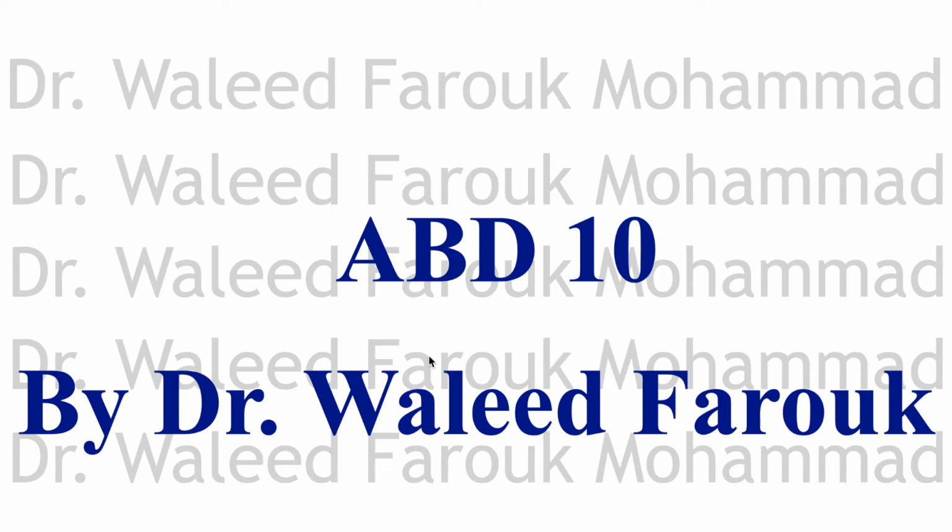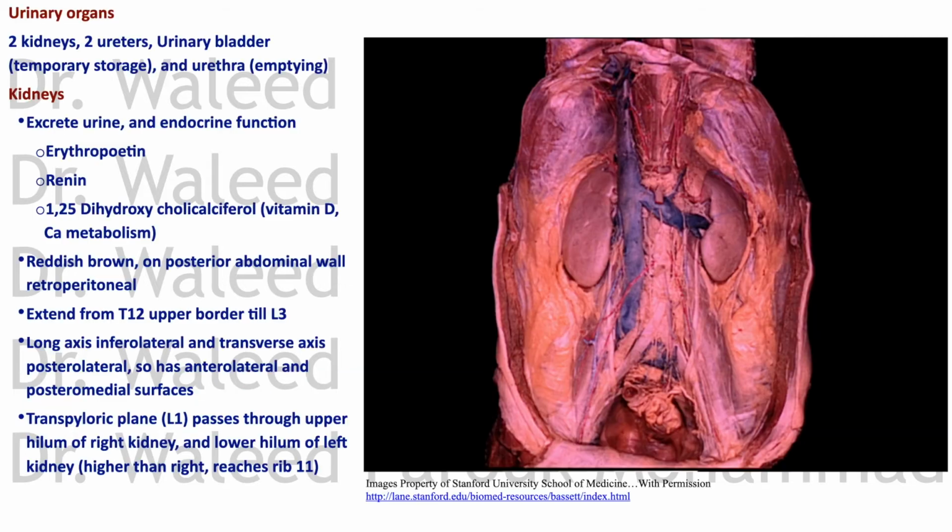In this lecture we'll be discussing the urinary organs. So let's begin. The urinary organs are the two kidneys and the two ureters that open into a single reservoir for urine, which is the urinary bladder, and the urethra for emptying of the bladder. In this lecture, we'll be discussing the kidney, not the collecting system, which will be in the next lecture.